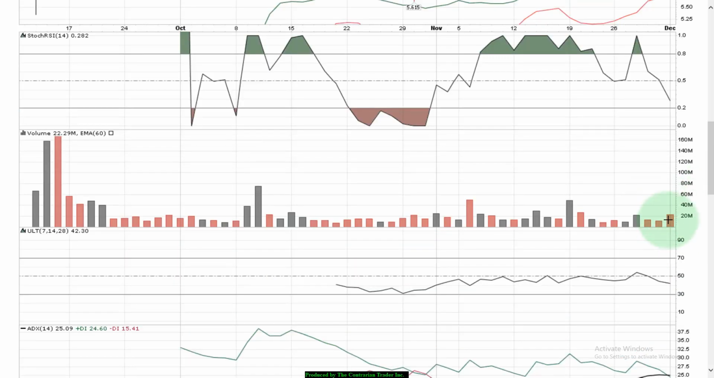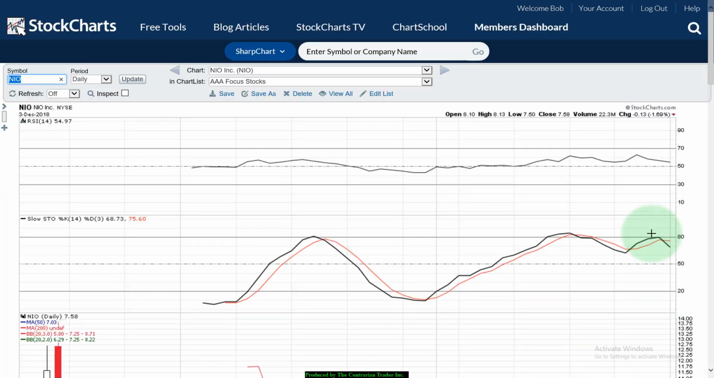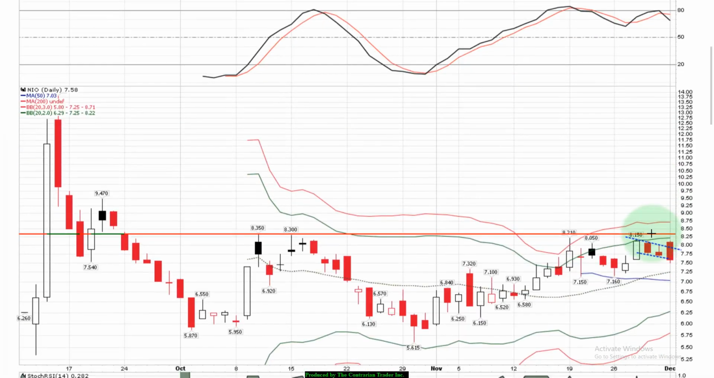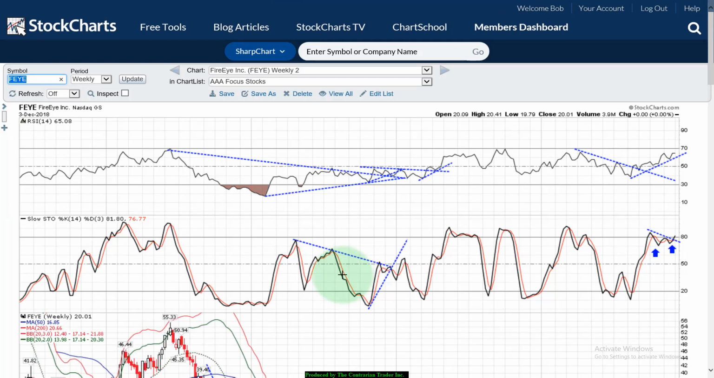Volume rolled in higher on Monday. That's not good, to the downside. So NIO, the warning flag is on for NIO. This is not good price action on Monday. Very bearish.